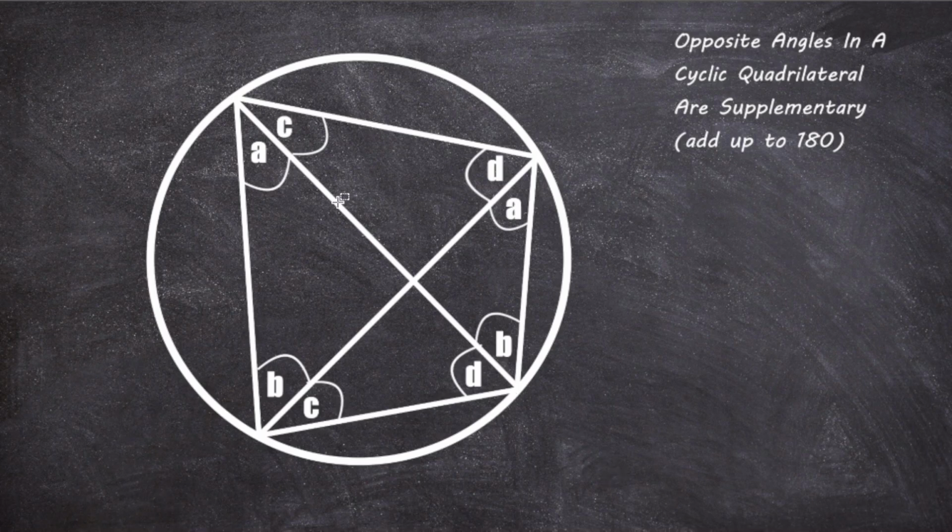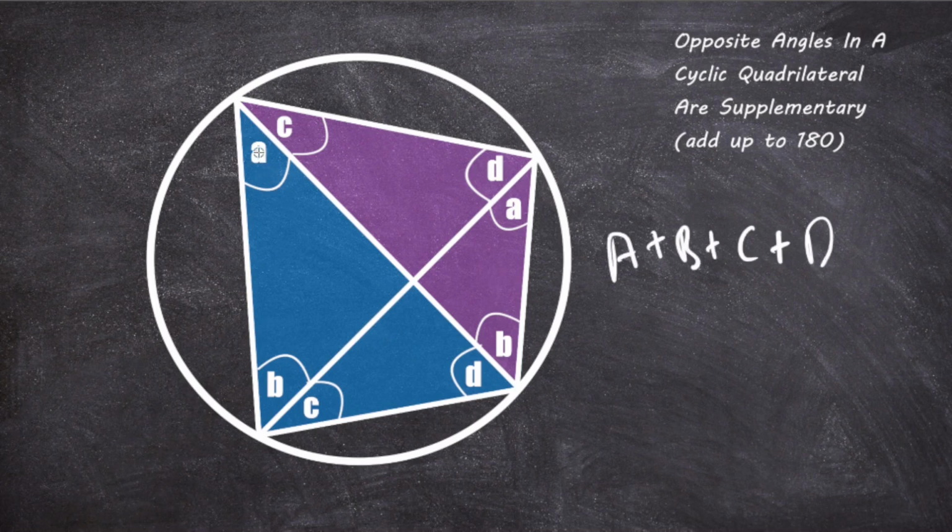I'm going to do a little trick here and visually split the quadrilateral into two large triangles. So we have a large triangle on the bottom left and a large triangle on the top right. What is the sum of all angles in each of these triangles? In the purple triangle, the sum of angles is A plus B plus C plus D. But in the blue triangle, the angles are the same. The sum of angles are A plus B plus C plus D.